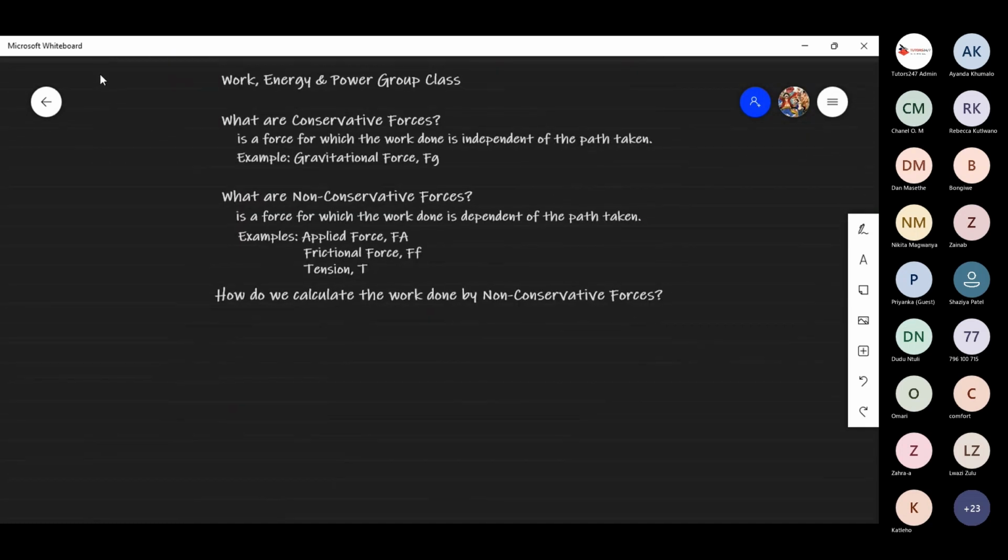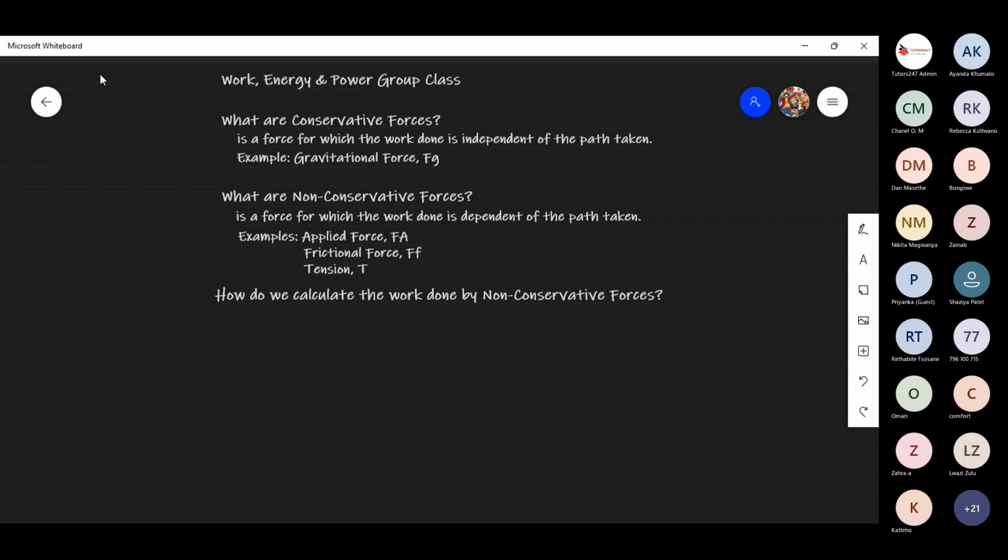So something important to take note of is what a conservative force is. Now, there's a difference between a conservative force and a non-conservative force. I'm not really going to get into the whole proof behind them. You can have a look at that in your textbook. We have what is a conservative force.